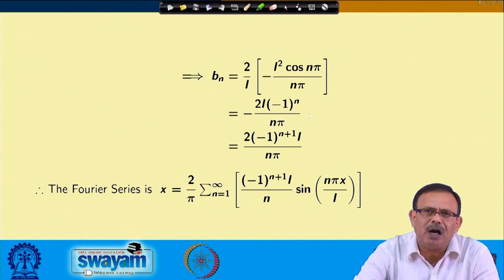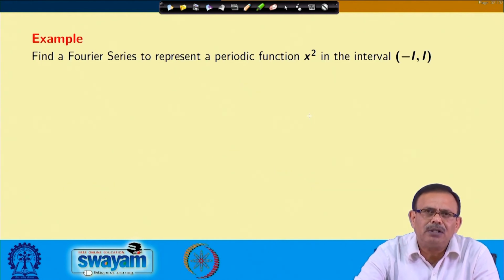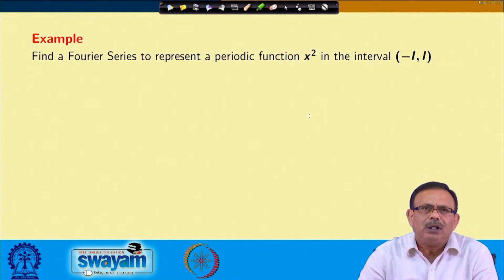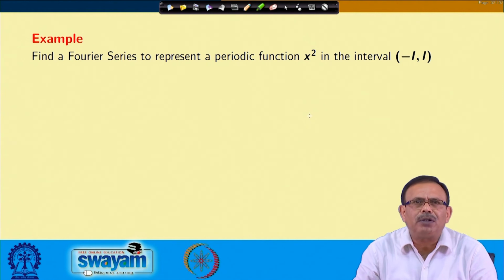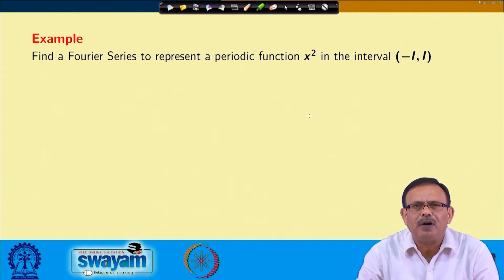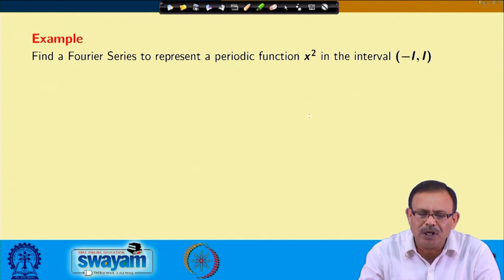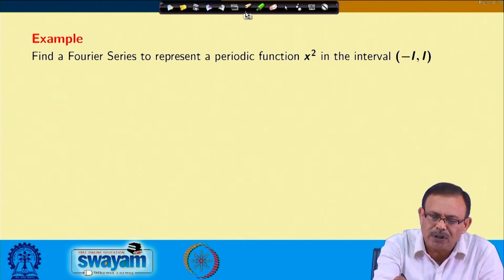So, I hope it is clear how we are finding out the Fourier series of a function when it is defined in some arbitrary range minus L to L. Let us see this one. Earlier, we wanted to find out the Fourier series of the function f(x) when f(x) equals x. Now, we have been provided with f(x) equals x square.